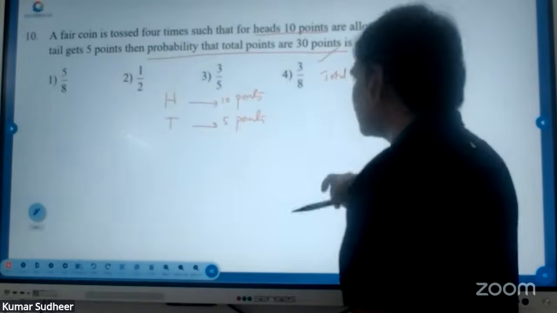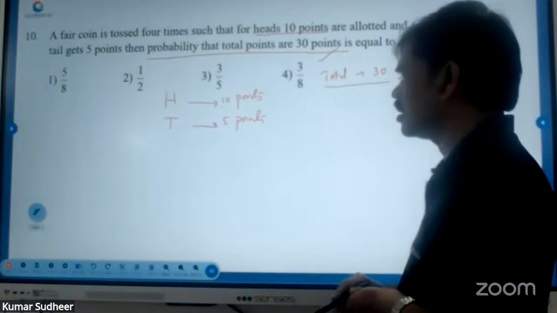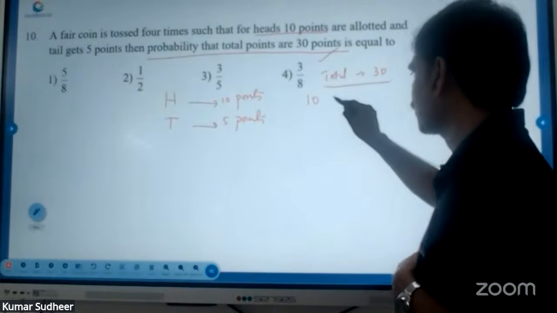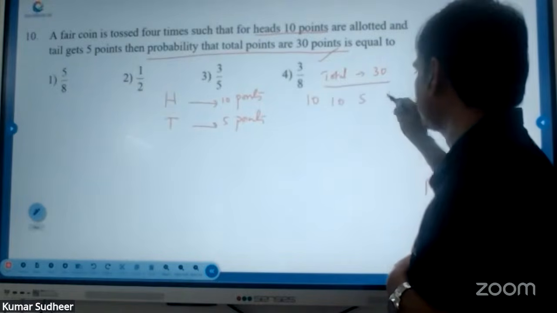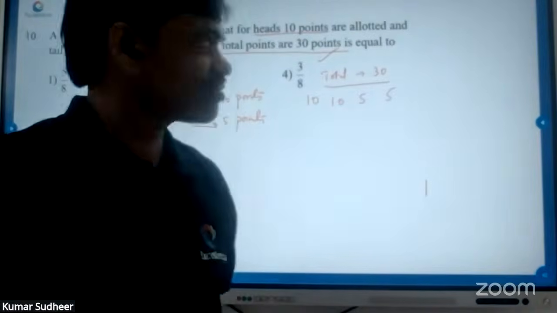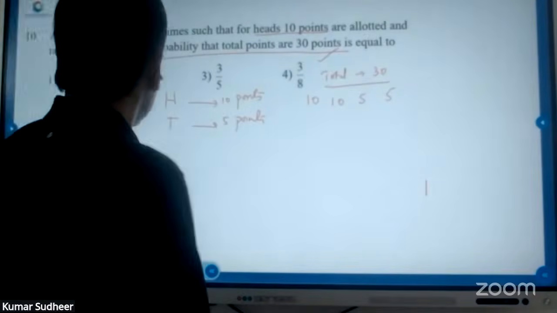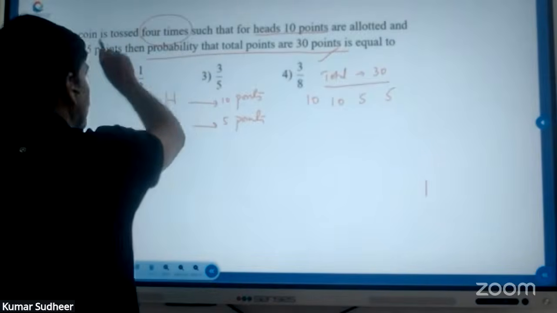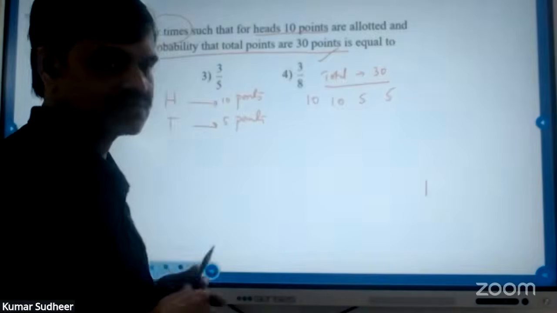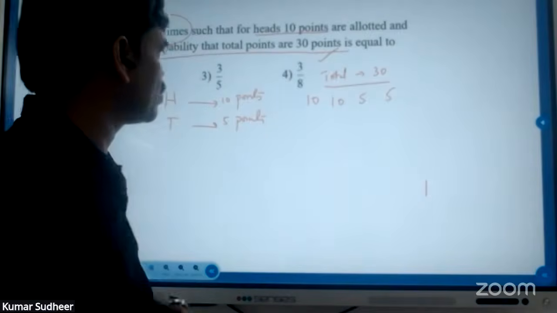So what are the different possibilities? 4 times you are tossing, and we have to get a total of 30. If I say this, only one possibility I am seeing: 10, 10, 5, 5. The sum is 30. For this question, there is no other possibility. I don't know whether the question is correct or not, it is that much easy a question. Maybe sometimes, if it is not given 4 times, then also we will have 2, 3 cases. Maybe the question may be that one. Those who wrote the examination can tell. Whatever the question given, I'm going for this one.